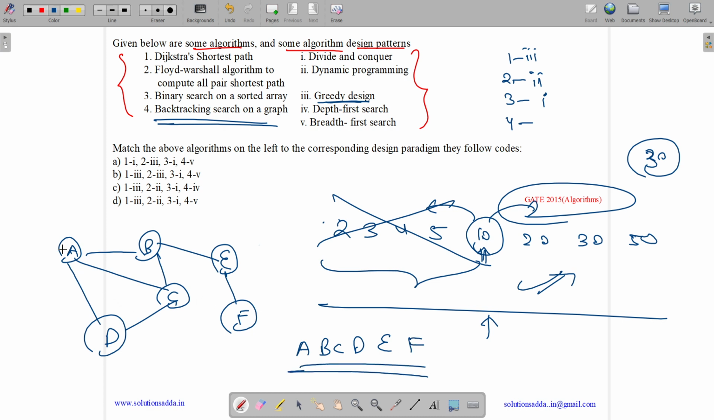And what is DFS? DFS will go depth first. It will go first to any depth. So let us suppose it goes to A, then it goes to B, then it goes to E, then it goes to F. And from here it does the backtrack, and then it goes to C, then to D. So backtracking is basically done by DFS. So fourth is mapped to our option 4. So the answer is option C: 1 mapped to 3, 2 mapped to 2, 3 mapped to 1, and 4 mapped to 4. So option C is correct.